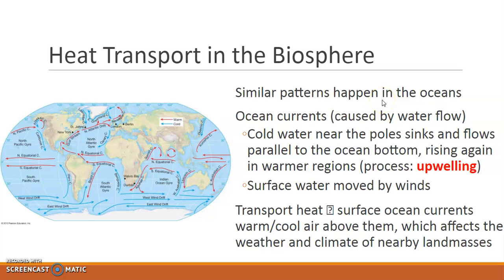So similar patterns happen in the oceans. Ocean currents are caused by water flow. Cold water moves to the warmer regions and it rises when it gets there. It sinks when it's cold at the poles and all that kind of stuff. It's called upwelling. And surface water is moved by the wind. Basically, the transport of heat by surface ocean currents warms and cools the air above them, which then affects the weather and the climates of the nearby land masses.